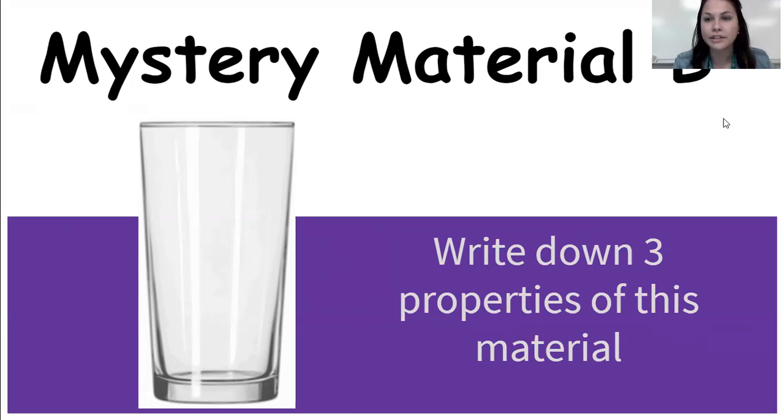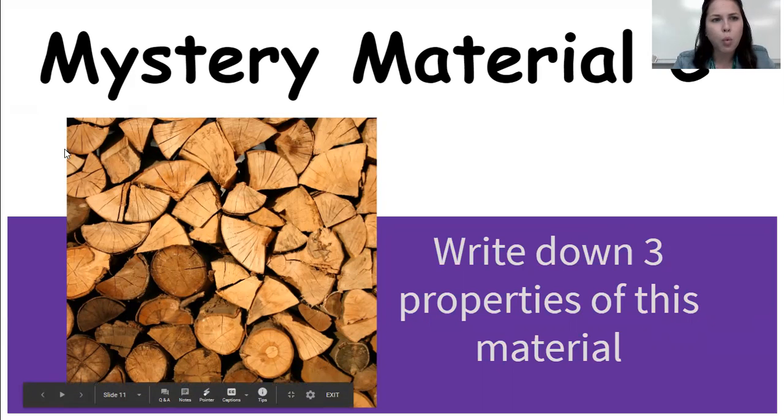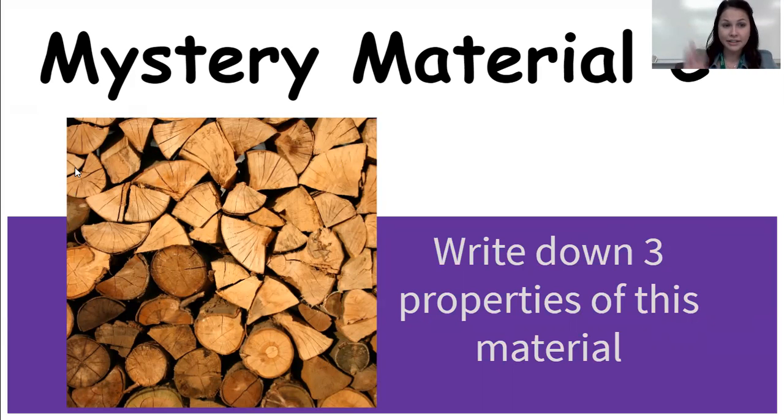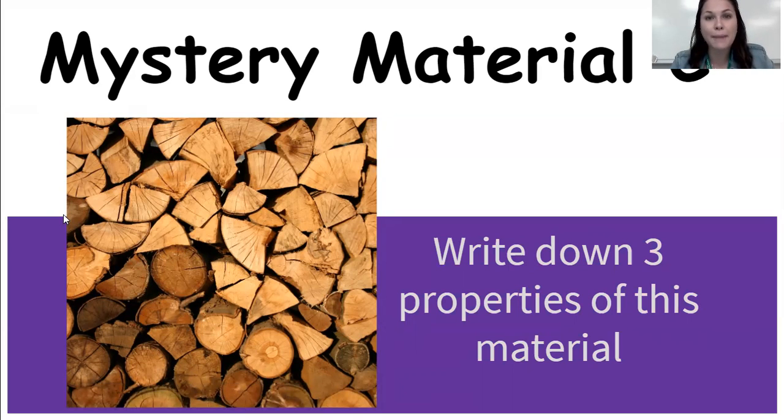And our last one, Mystery Material C. Look at this here. What material is this? I want you to write down 3 properties, 3 traits about this mystery material here. After you've written down your properties, I want you to head back to Google Classroom, go to the classwork tab, and find the mystery material assignment. You are going to type in your answers for Mystery Material A, B, and C.